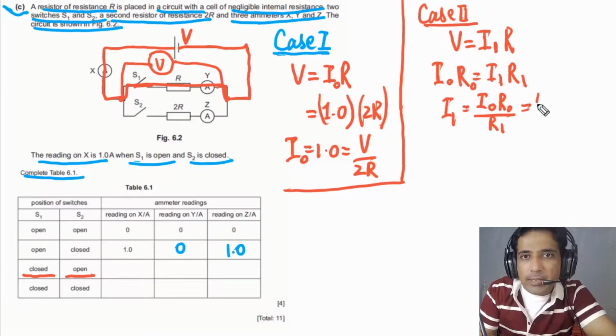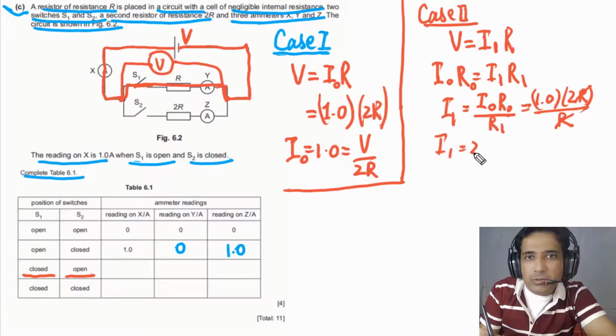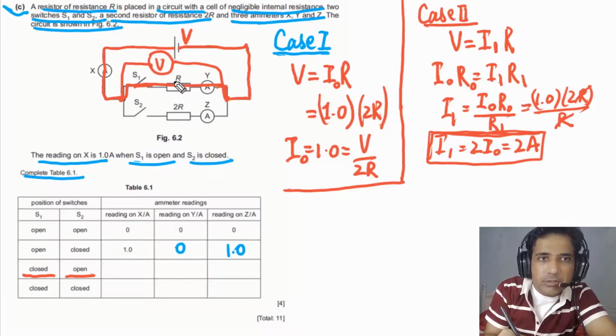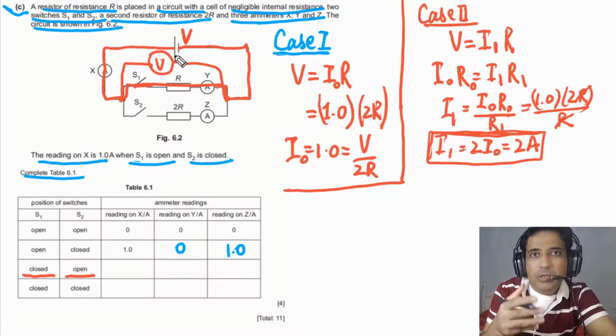So I naught is equal to 1.0 and R naught is equal to 2R. R1 is equal to R. So simply this R we can cancel with this. I1 is equal to 2 times I naught. So it simply means that I1 is equal to 2 amps. I have written this one in a proper way so you can get a good understanding of this point. Otherwise, I can simply say as this resistance is half, V is the same, so current has to be double.